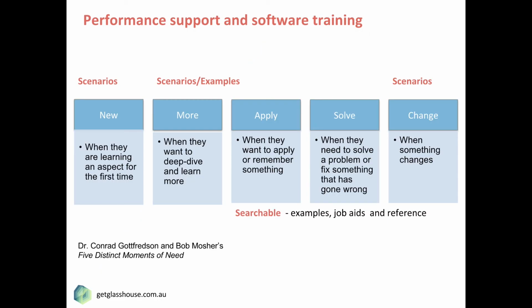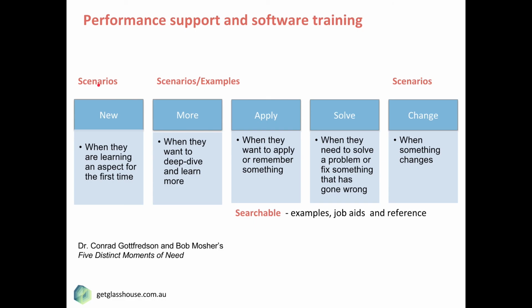Unfortunately, a lot of software training is probably more in this spot, where it's actually help and reference. I think a really powerful way of working with software training is thinking about a performance support approach. If you've never heard of the performance support approach, and particularly Bob Mosher's five distinct moments of need for performance support, it's a really fantastic framework. This notion is that people need particular types of learning experiences when they're new, when they want to dive in and understand more, then when they apply, and then also they need to be supported to solve problems. But there's also another layer about change, which is very similar to what's new.